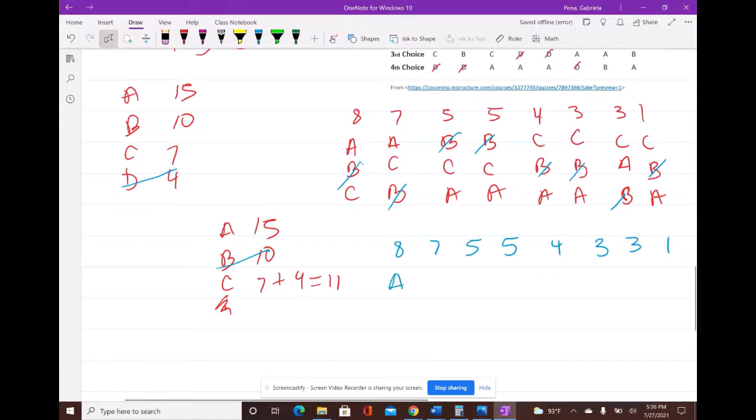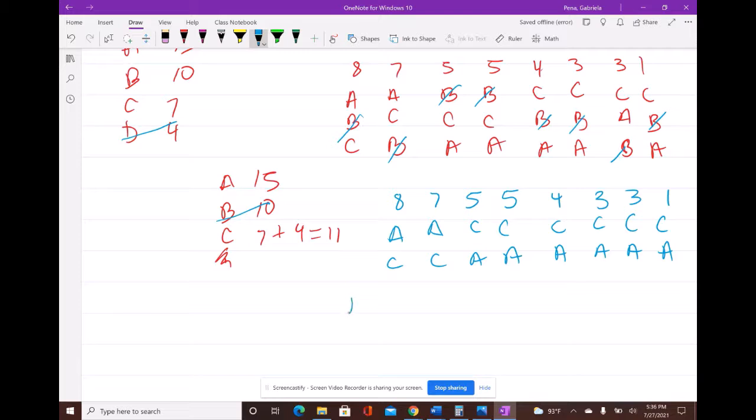And I have AC, AC, CA, CA, CA, CA, CA, CA. Then I look at this and it says A has 15. And then I look at C, and that one has 10 plus 11, which is 21. So who has least? That one. So who's the winner? C.